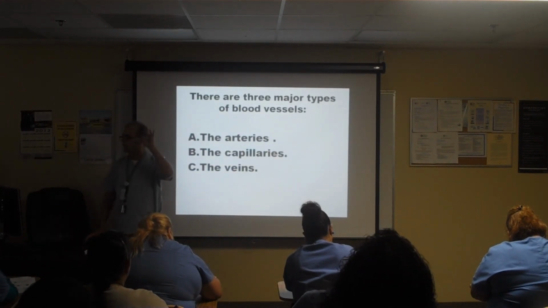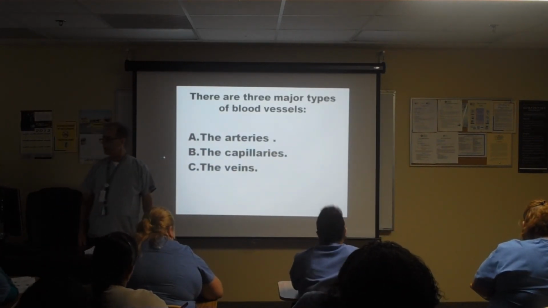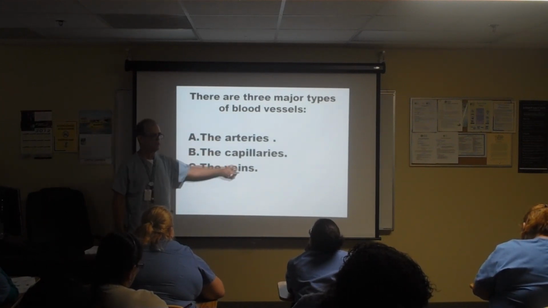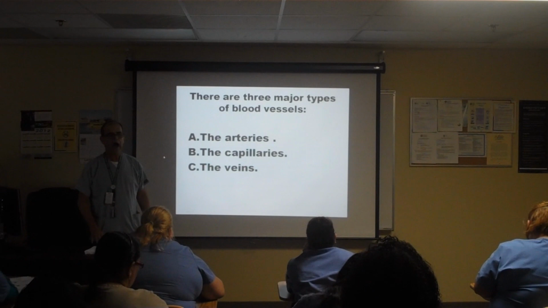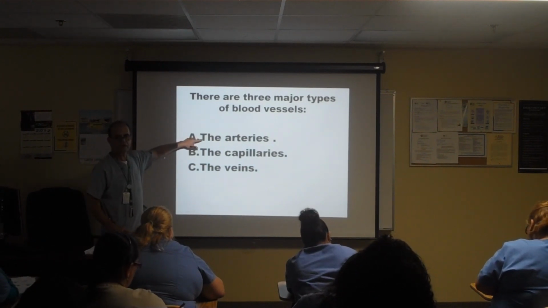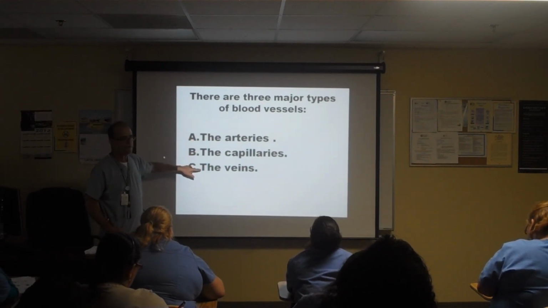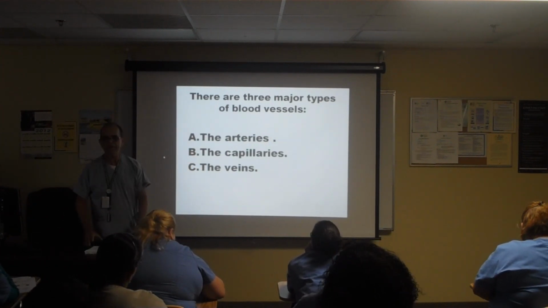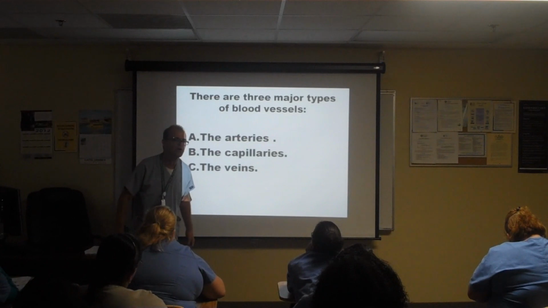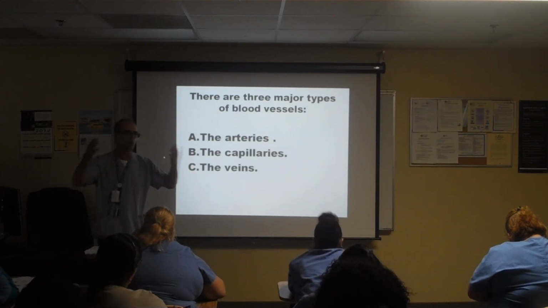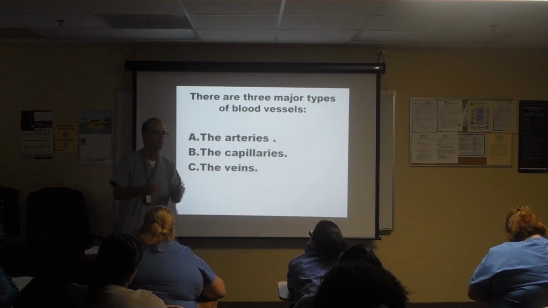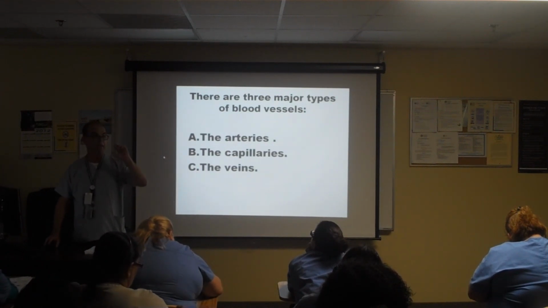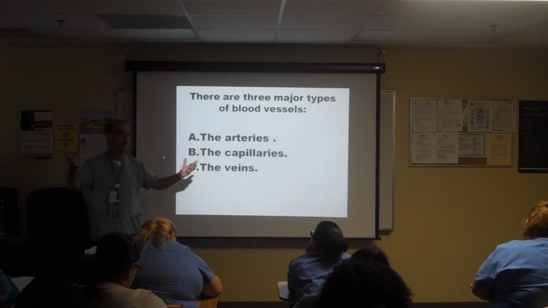There are three major types of blood vessels: the arteries, the capillaries, and the veins. We use ultrasound for the arteries, we use ultrasound for the veins, but we don't use ultrasound for the capillaries because capillaries are microscopic. And remember, ultrasound is not microscopic. When something is very little, you cannot see it with ultrasound. And that depends on the size of the arteries.